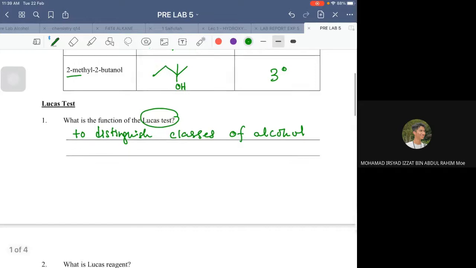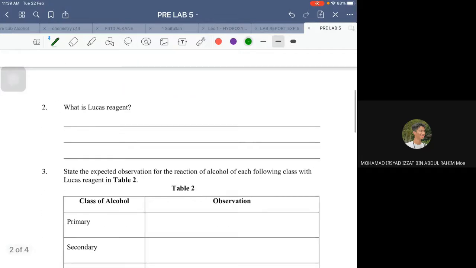Okay, boleh? What is Lucas reagent? Tengok sekejap, saya nak tengok nota kuliah kamu. Pergi dekat bahagian alkohol. Sekarang. Kalau saya bagi tahu nanti tak ingat. Okay. Lucas reagent. Tadi dah tahu kan ada asid. Lepas tu ada apa lagi? Macam ni kita tulis Lucas reagent. Is HCl concentrated and then ada apa?